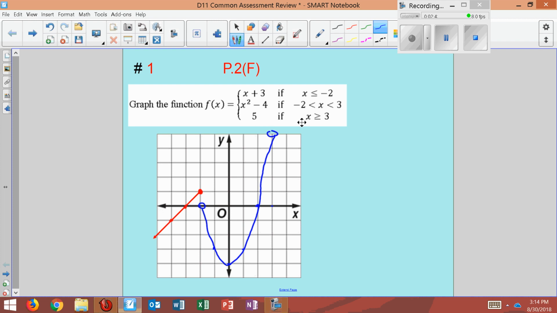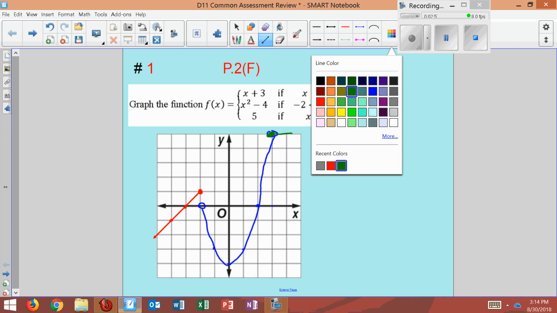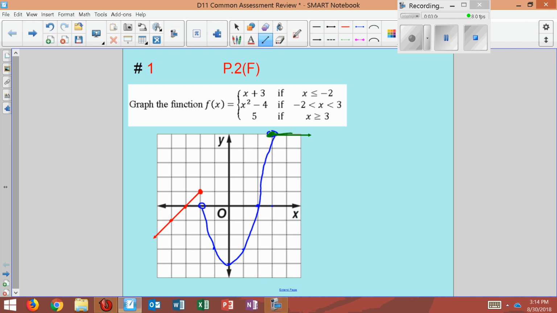And then 5 if x is greater than or equal to 3. And so starting at 3, you go up 5, 1, 2, 3, 4, 5, which is that same point. It would be filled in now, going this way. And so I'm going to go over here, select this, and I'll just select green. And it's like this going on forever. That's what my graph should look like.